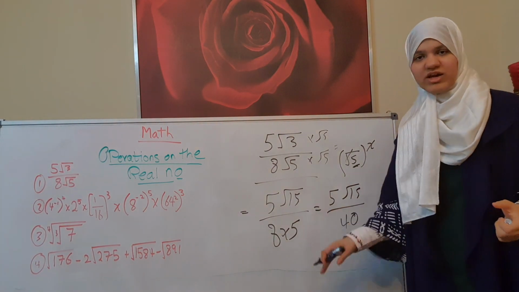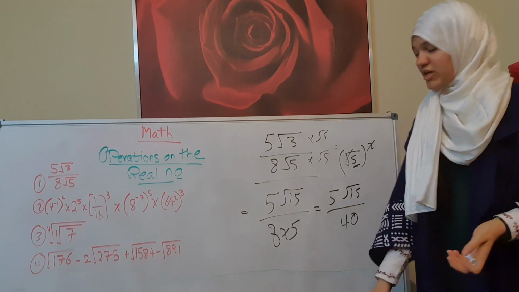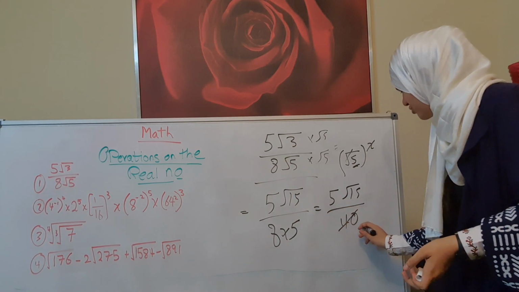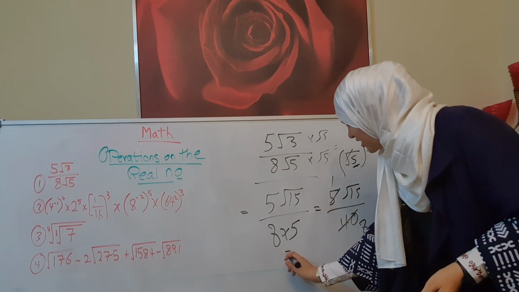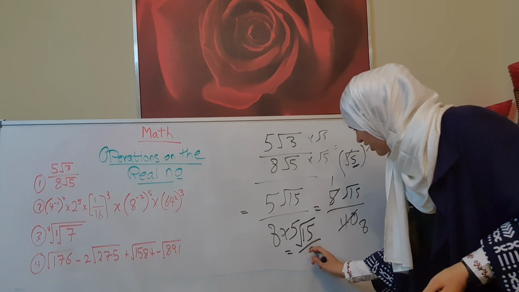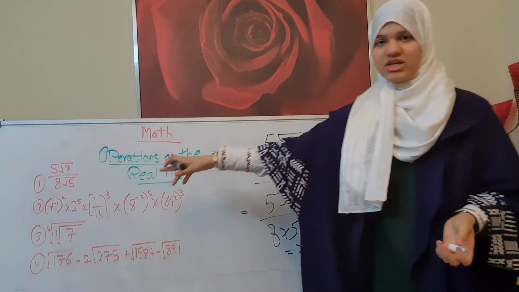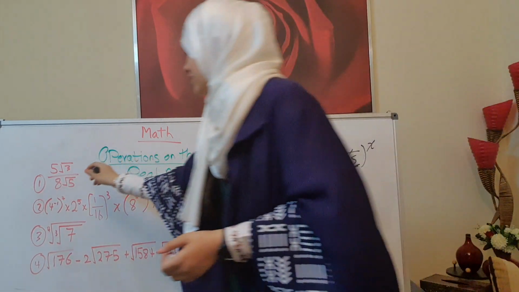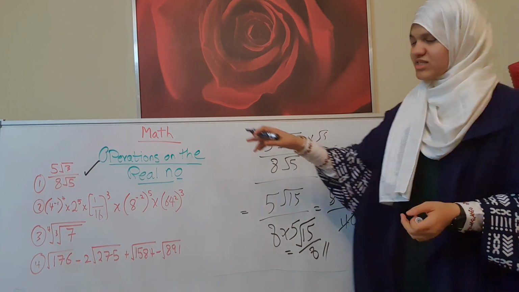Now, can we simplify it? Yes, we can divide 5 over 40. That means 40 divided by 5 is 8, and 5 divided by 5 is 1. So the last answer is radical 15 over 8. Okay, so that means the first question is done. Now let us go to the second question.